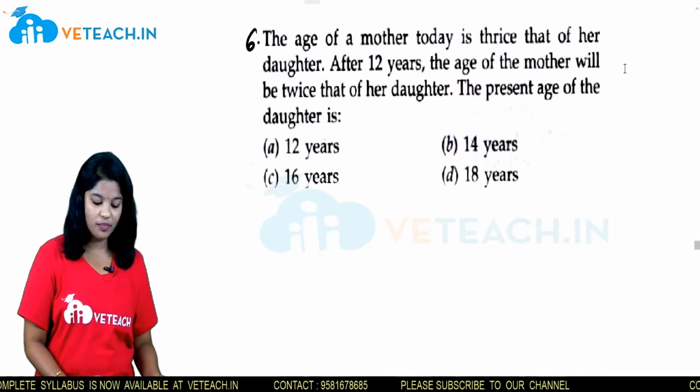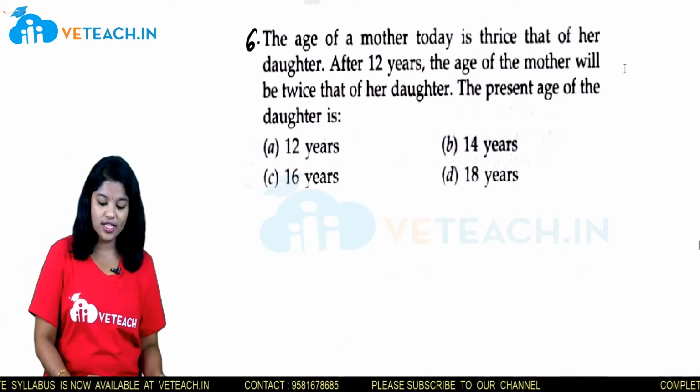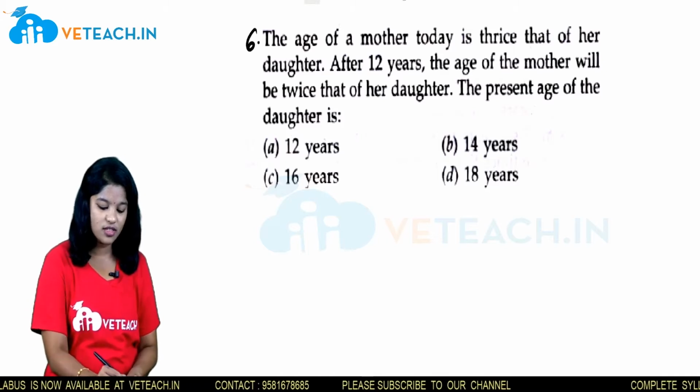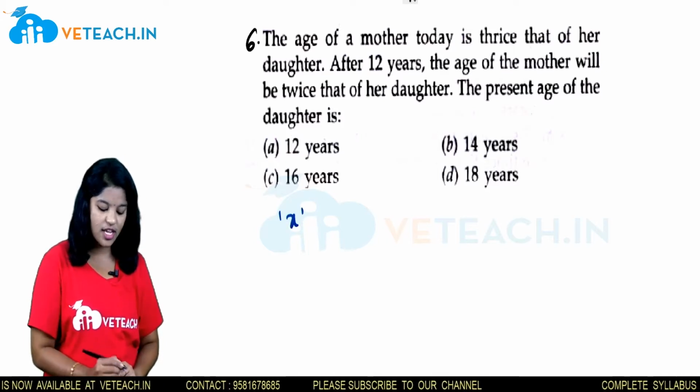See the next problem. The age of mother today is thrice that of her daughter. So let us consider the daughter's age to be X.